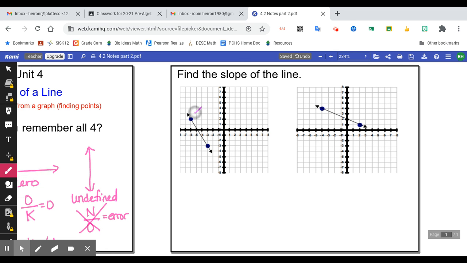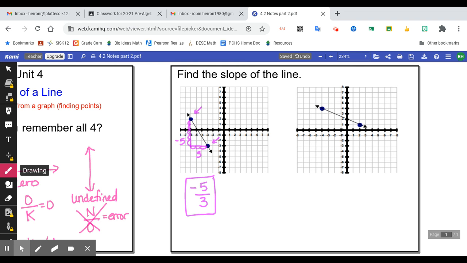Okay, I'm going to start at the left-hand side every time. So I'm going to go from the top left to the bottom right, or right side to left side, no matter what. This one, I need to go down and then right. So down, 1, 2, 3, 4, 5. I went down, so it's negative. And then 1, 2, 3 to the right. So my slope is negative 5 over 3. It is improper, but we can't simplify it to a mixed number, so remember we can't do that. And there's my answer. Okay?